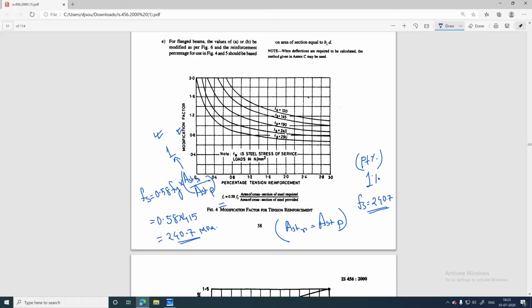That is 240.7. Now for Fs we consider the curve, so I will consider this particular curve, because in this curve the value of Fs is 240, so it is near about that, and percentage of steel is 1%. On the x axis you can see this is 0.8, here it is 1, right? So the intersection point is here, and if you check the modification factor here, that is 1.0. So that is why we take the modification factor 1. I hope you can understand how to take the modification factor from here.